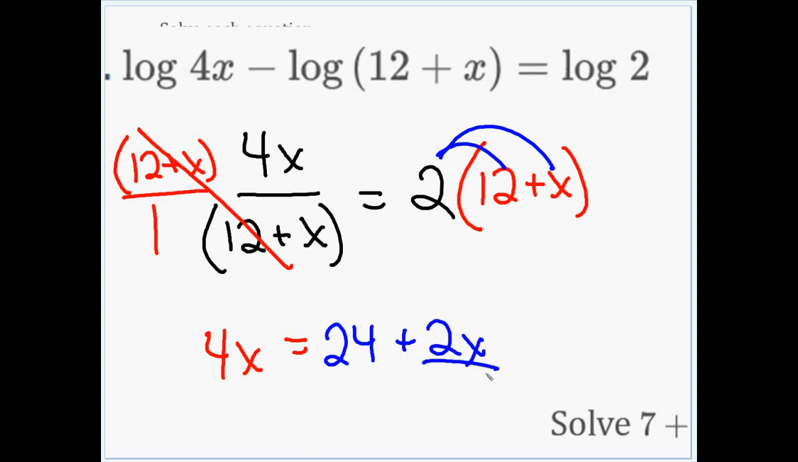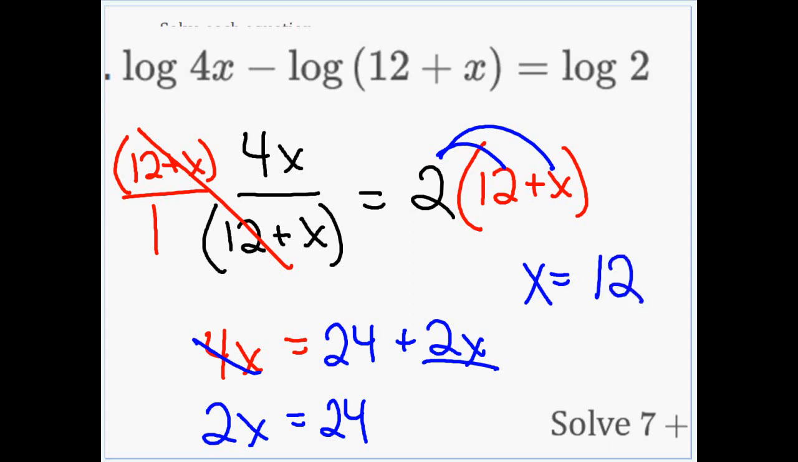Now to solve for x, let's subtract 2x from both sides. 2x equals 24. Divide by 2, and our final answer looks like x is 12. Nice.